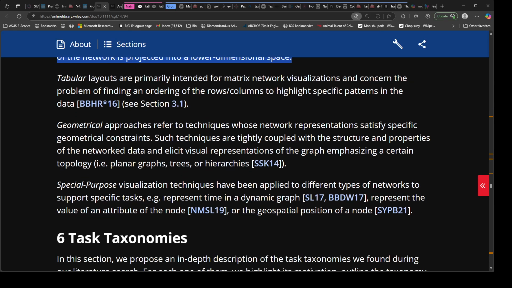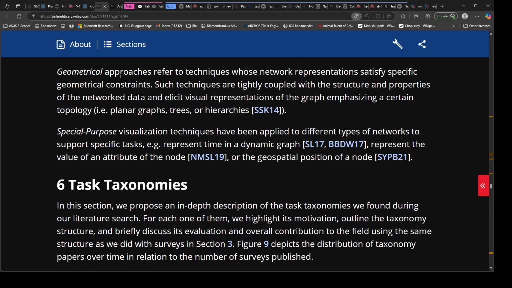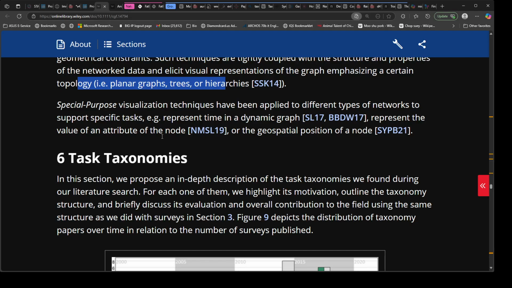Tabular layouts are primarily intended for matrix network visualizations and concern the problem of finding an ordering of the rows/columns to highlight specific patterns in the data, BBHR16, see section 3.1. Geometrical approaches refer to techniques whose network representations satisfy specific geometrical constraints. Such techniques are tightly coupled with the structure and properties of the network data and elicit visual representations of the graph emphasizing a certain topology, i.e. planar graphs, trees, or hierarchies, SSK14.